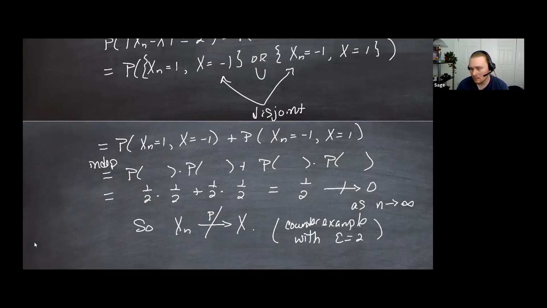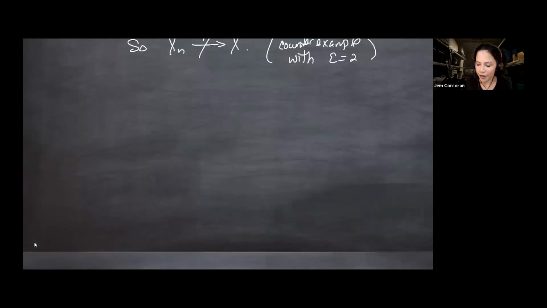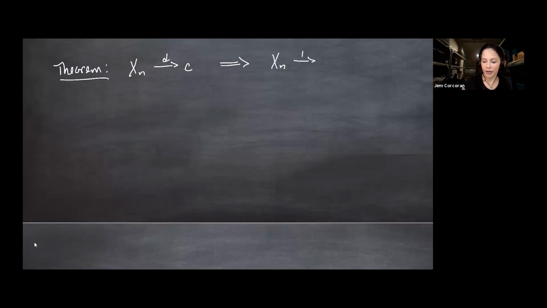Let me just double check before saying yes. I'm still going to leave that as a note. I just want to state one thing for you, and that is something that I think you're going to find really useful. That is that if x_n converges in distribution to a constant c, that actually does imply convergence in probability to a constant.